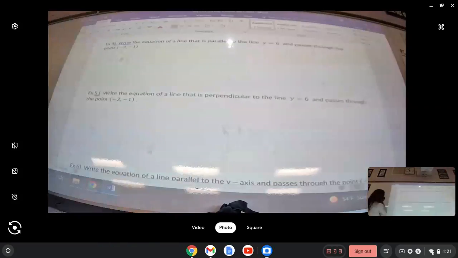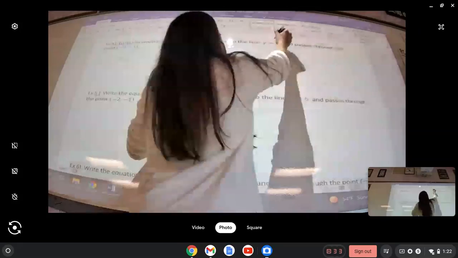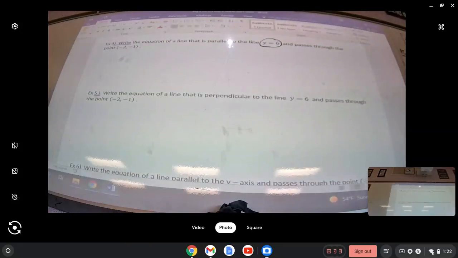All right, example 1 says, write the equation of a line that is parallel to the line y = 6, and it passes through the point (-2, -1). So it looks like it's the exact same problem as before. But guys, look at this. Our line has to be parallel to this line. How many variables do you see? That's a horizontal or vertical line. If there's only one variable in the equation, it's a horizontal or vertical line.